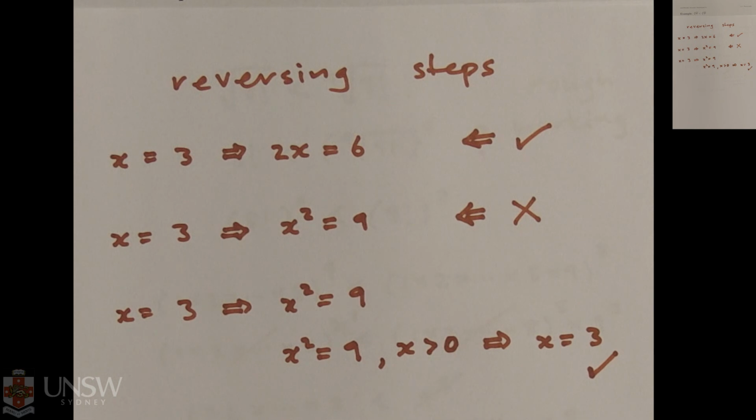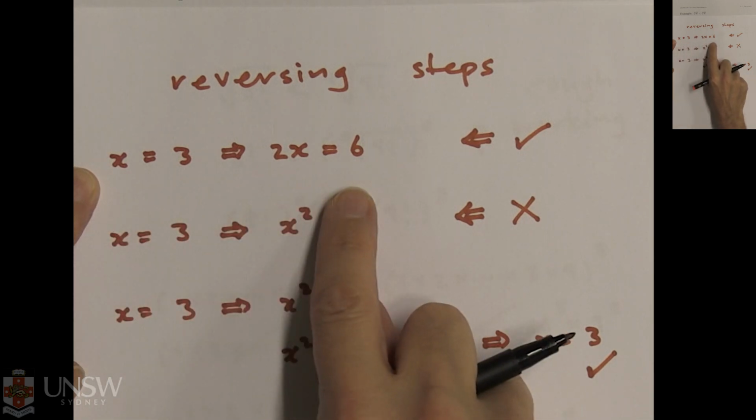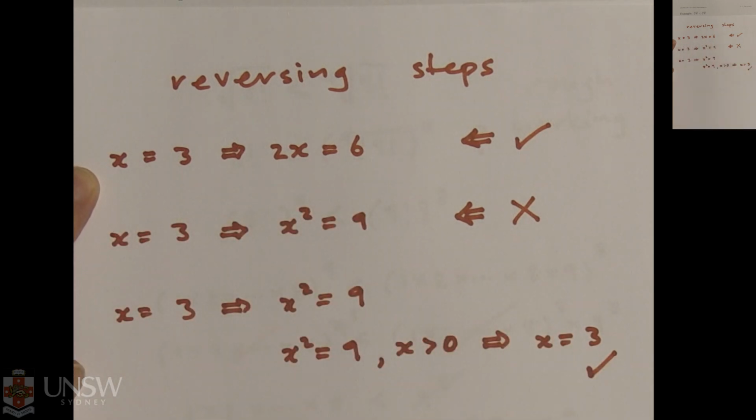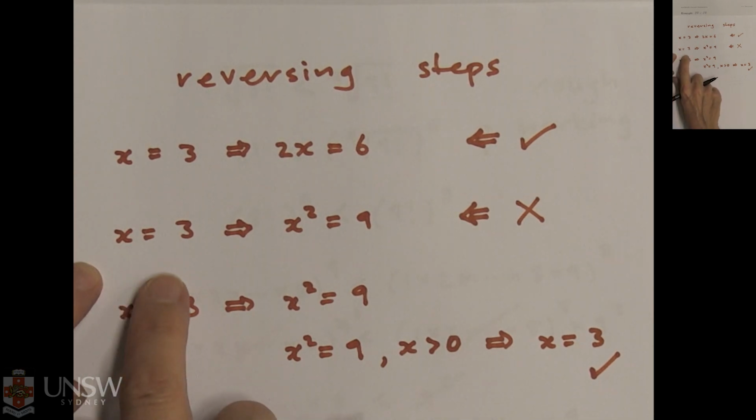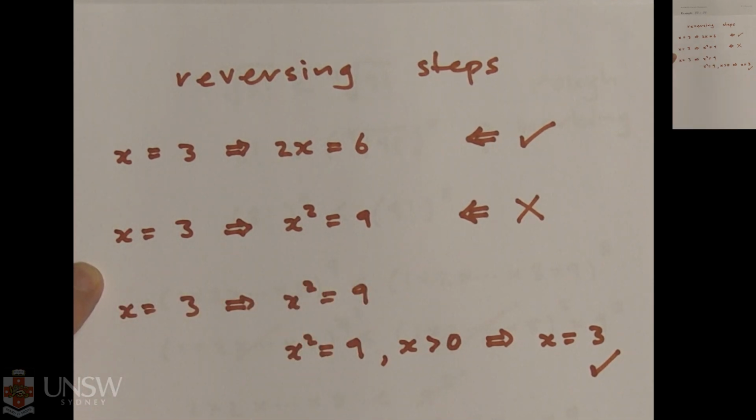So the point I want to make is the following, and there's going to be a third example as well. But in my first example, in my rough working, I say x equals 3, therefore 2x equals 6. That just reverses. Easy, no problem. In my second example, in my rough working, I say x equals 3, therefore x squared equals 9. In my proof, I want to say x squared equals 9, therefore x equals 3, which is not correct.